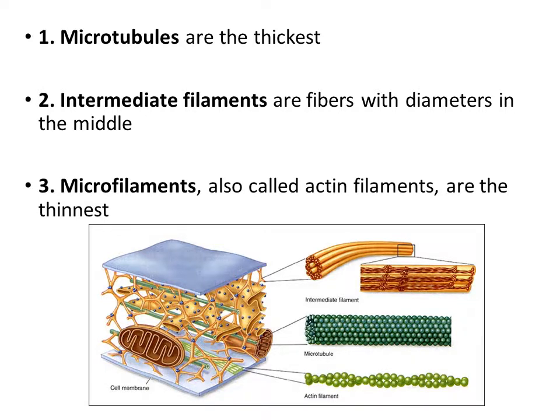The thickest of the three is the microtubules. The smallest of the three is the microfilaments. The microfilament is composed of actin molecules. The one that's in between the two is called the intermediate filament.